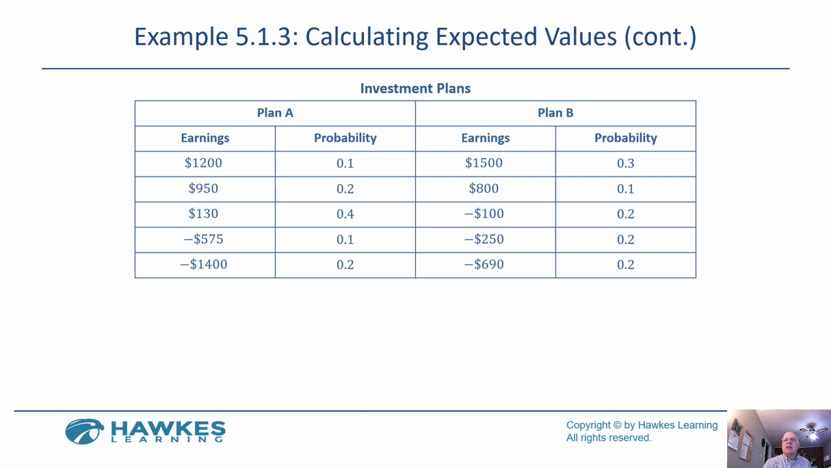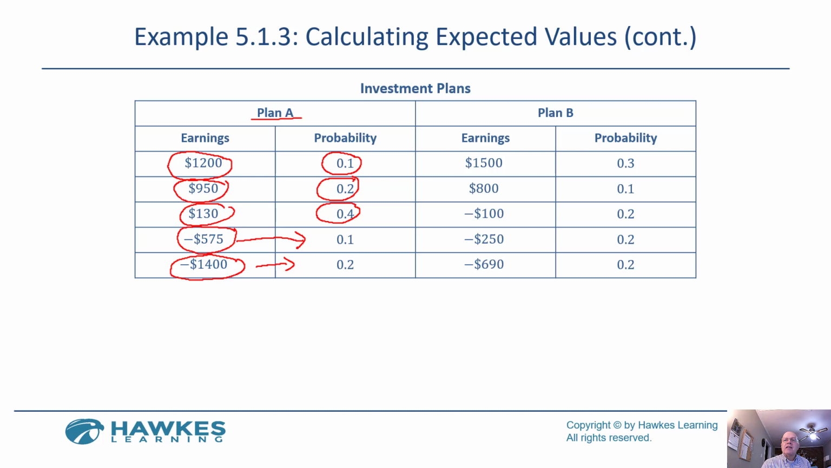So for the first one, you would earn $1,200 10% of the time. For plan A, you would earn $950 20% of the time. $130 40% of the time. Now, the bad part is, if you chose plan A, you're going to lose $575 10% of the time. You're going to lose $1,400 20% of the time.